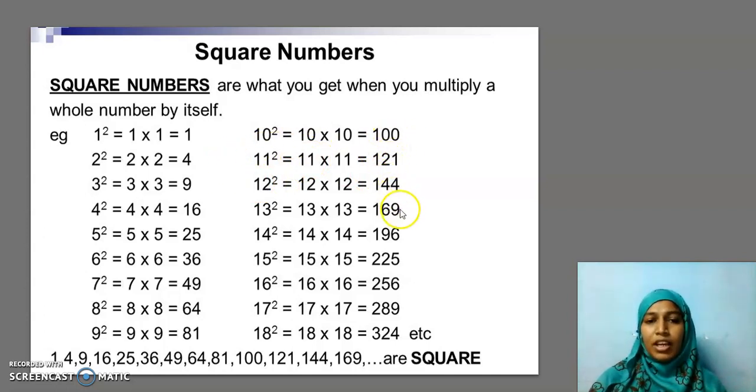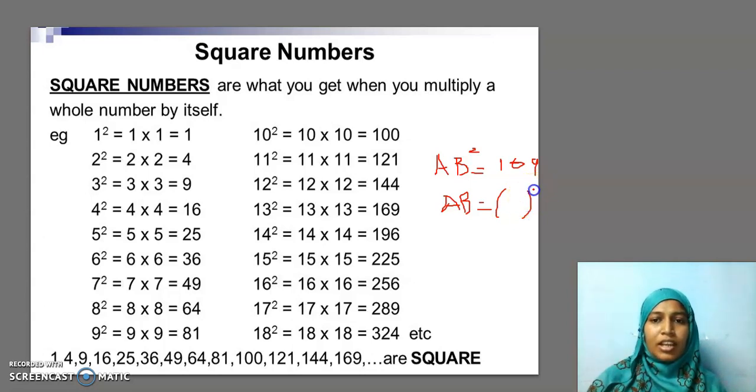See, if I get an answer like AB squared, the hypotenuse squared or some side squared, like this, AB squared is equal to 169, you should not think what should be AB. Our objective will be to find AB alone, isn't it? So if you know all these numbers, you can easily locate which number's square is 169.